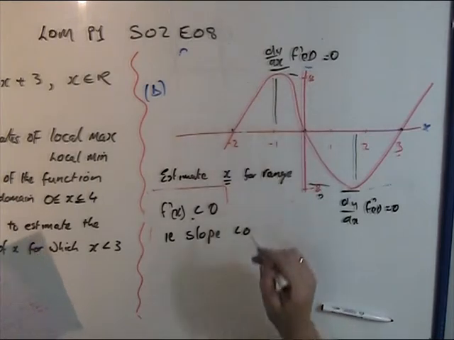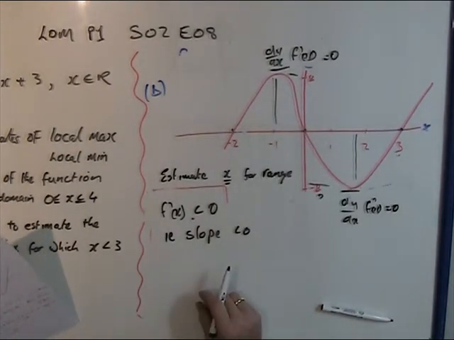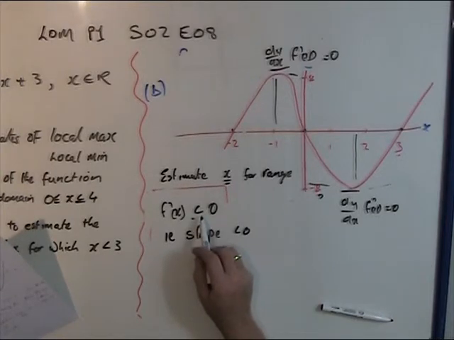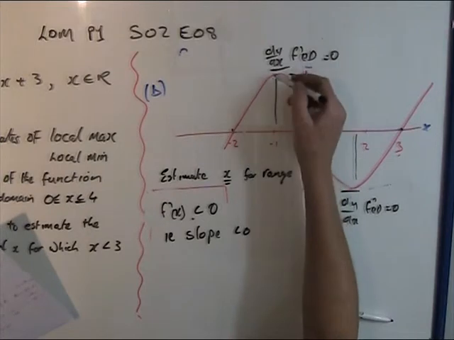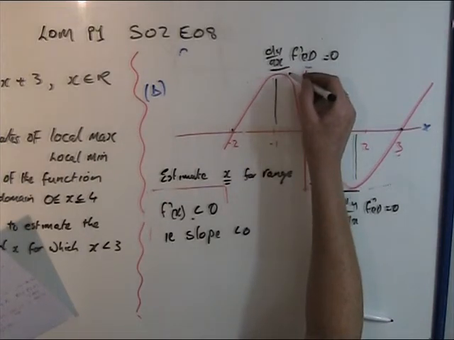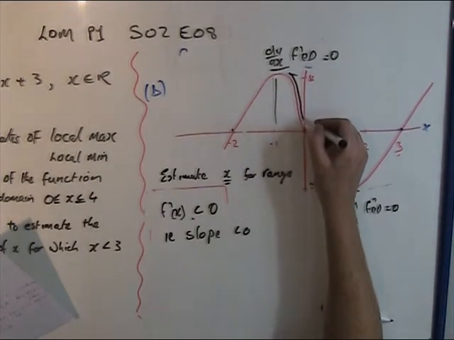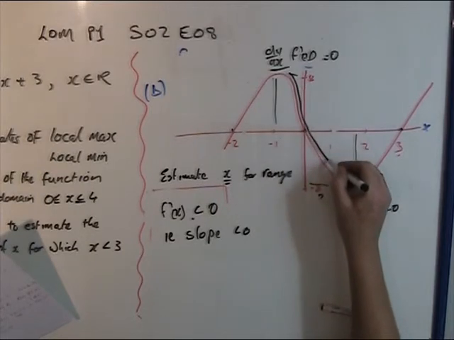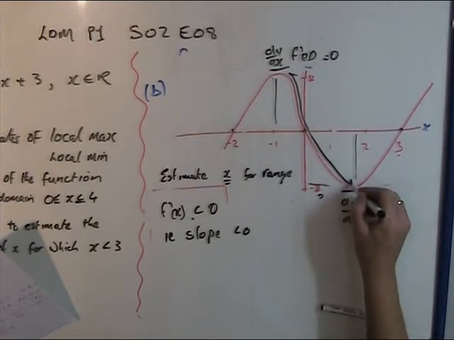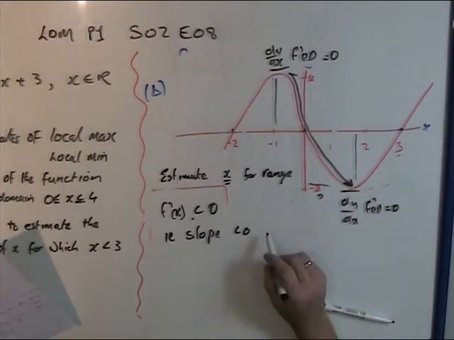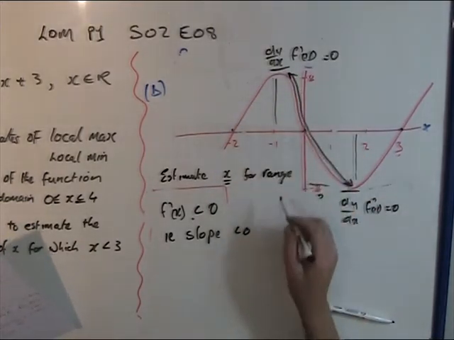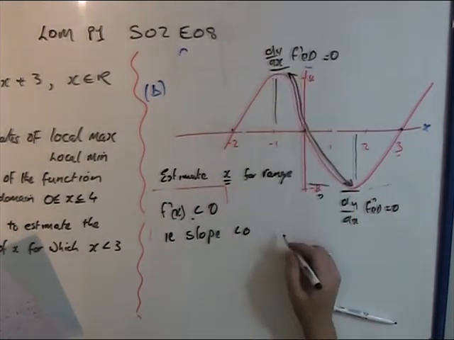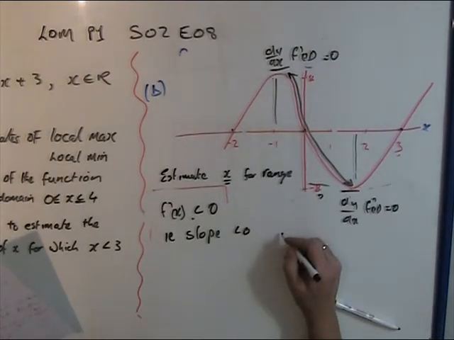Minimum turning point, maximum turning point, and it just says find the range of values of x where f'(x) is less than 0. Okay, well, where it's less than 0, it's starting to go down. That's the slope where it's going down. So there's those 2 points. Where does that lie between? It's looking for the x value.